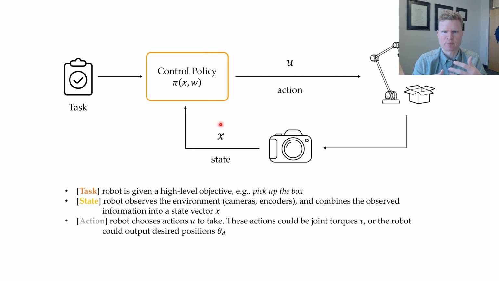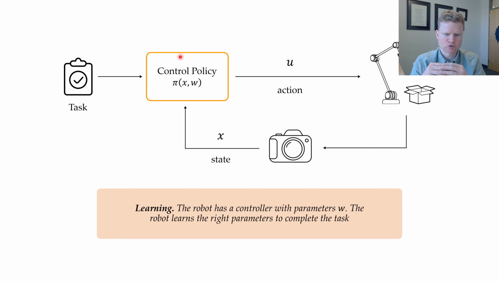Perhaps I've got camera or LiDAR also included within that observation. And again, I'll just call that my state X. My control policy is going to output actions U that are, again, a higher level of abstraction. They could be joint torques, or they could be desired positions or desired velocities that I want my robot to track. And in the middle of all these things is my control policy. We often just call this a policy for short.